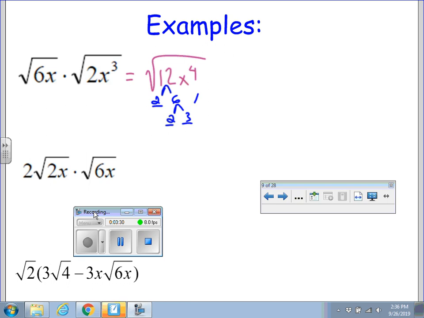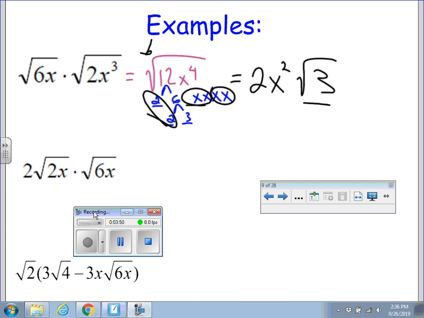X to the 4th is the same as x, x, x, and x. Now it's just like playing Go Fish because the rules of the game are pairs, 2 of a kind. I see 2 2s, I see 2 x's and another set of 2 x's. So what comes out? A 2 and x and an x, or x times x, which is x squared. What's left inside? You have a 3. So we have 2x squared square root of 3.